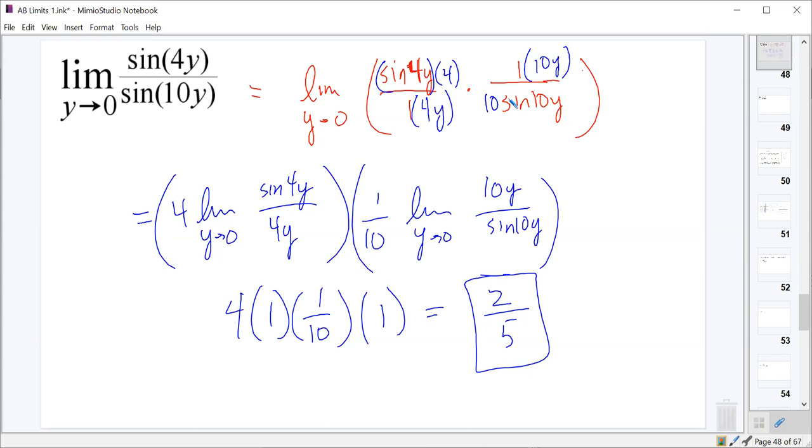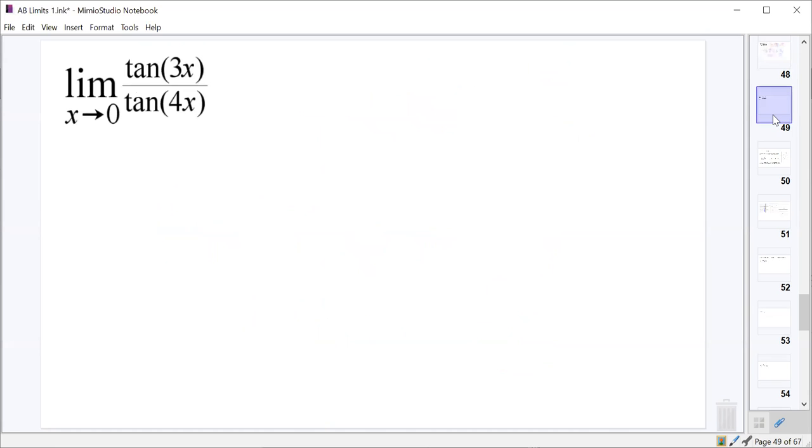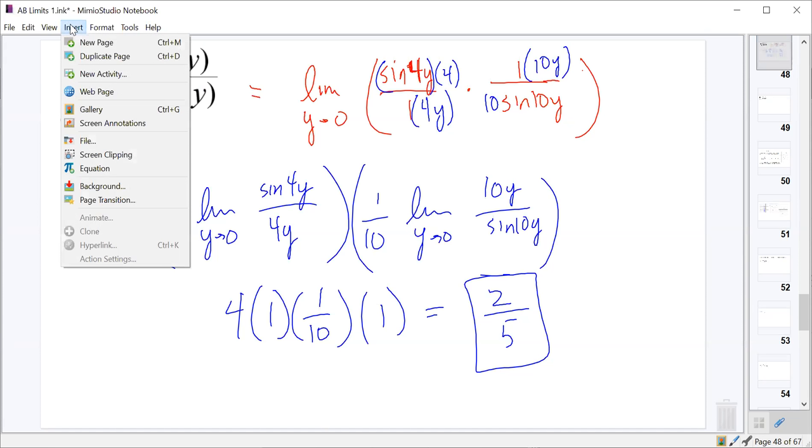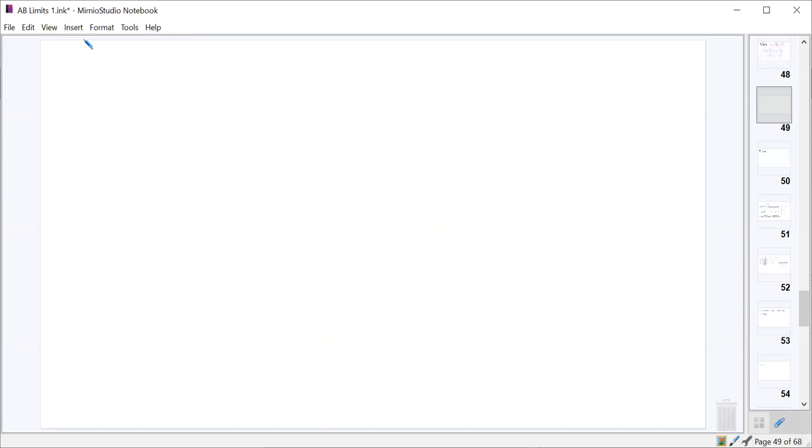Any other questions on that one? All right. Before we do this one, let's do something else. Let's do a limit as x approaches 0 of the tangent of x over x. Any thoughts on what we might want to do with this one?